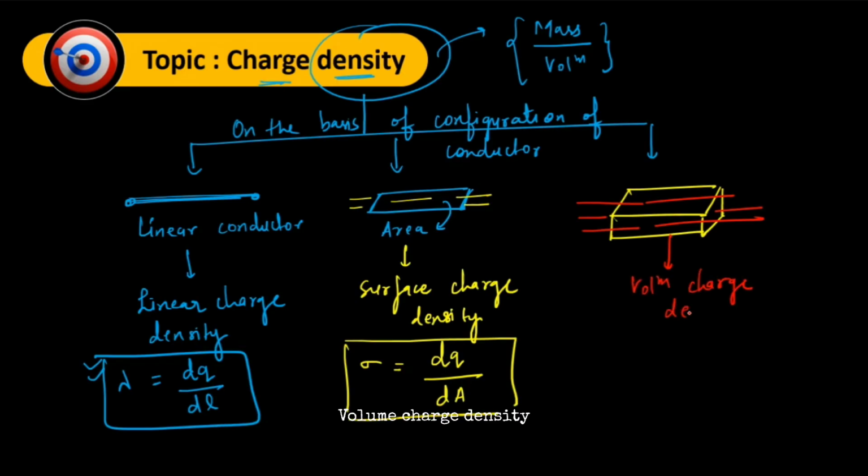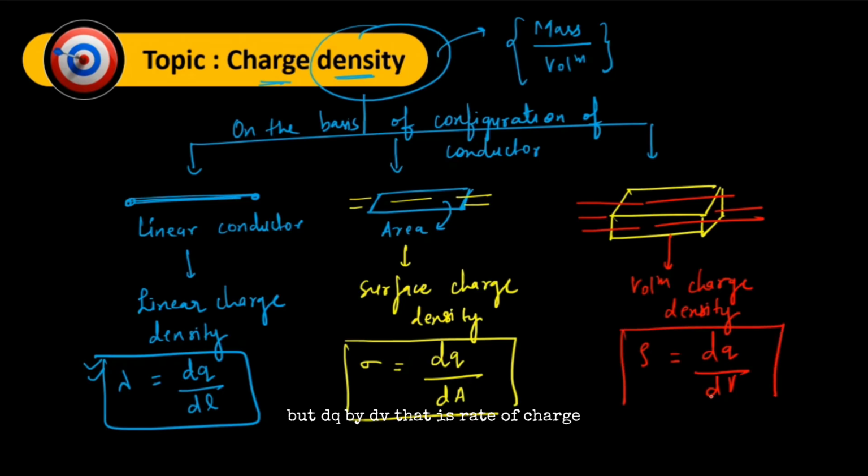Volume charge density, I guess now you can simply understand the relation. That is nothing but dq by dV, that is the rate of charge per unit volume. Now sometimes a different type of charge density is given in the question, and we might not be able to understand what exactly is given to us, whether it is linear charge density, surface charge density, or volume charge density.